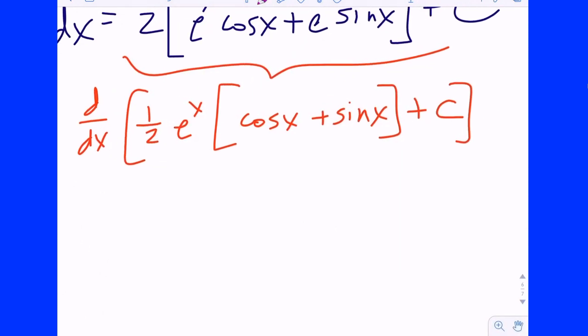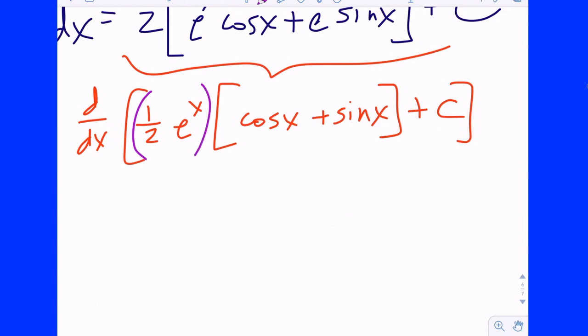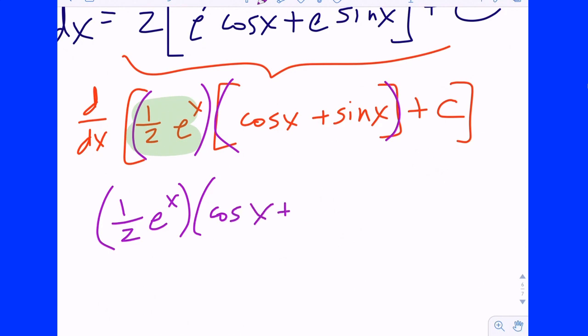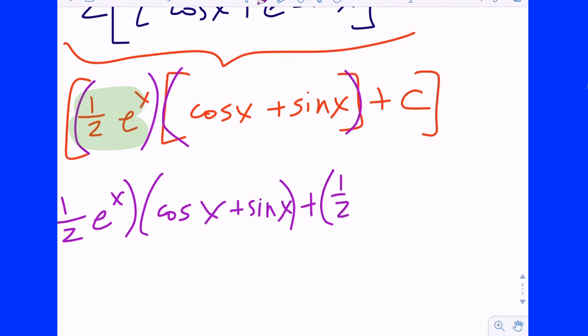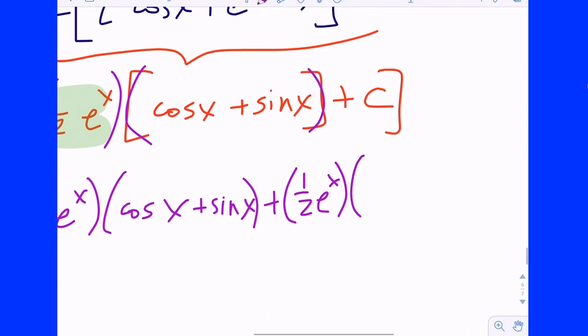Have you tried that? All right, let's try it using the product rule. What's the derivative of 1/2 e to the x? We're doing the product rule, so the derivative of the first factor goes first. The derivative of 1/2 e to the x is 1/2 e to the x. Good. Times the second one goes along for the ride. And then plus 1/2 e to the x times the derivative of the second.